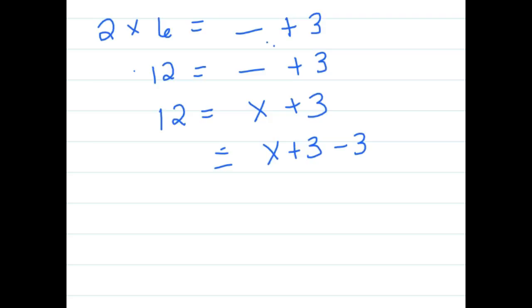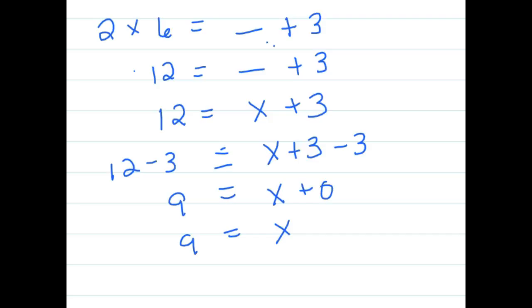Now there's a rule in math that what you do on one side of the equation, you have to do on the other side. So I took a minus 3 over here, so I'm going to do a minus 3 over here. 12 minus 3 is 9 equals x plus 3 minus 3, which is 0. So what we have left is 9 equals x.